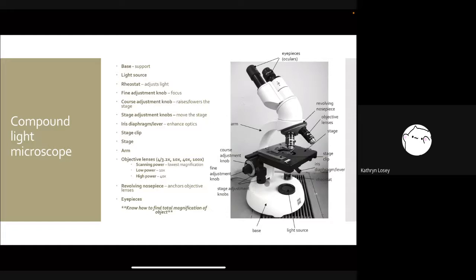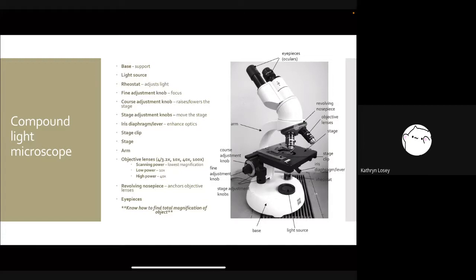All right, so the objective lenses, which are right here. Some microscopes have a 4 times and some have a 3.2. It depends on what kind of microscope you have. That's called scanning power. That's the lowest magnification. And then you have a 10 times, which is low power. High power is 40 times, and I don't think most of the microscopes that they have in the labs have 100 times. So again, scanning power is lowest magnification, low power is 10 times, and high power is 40 times.